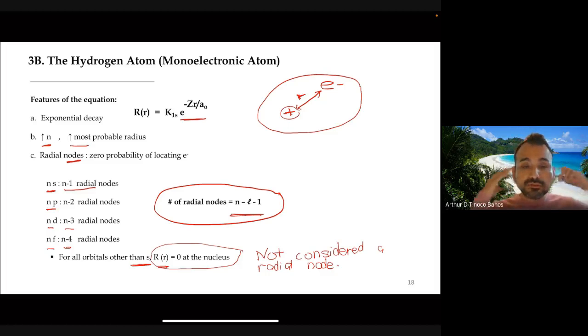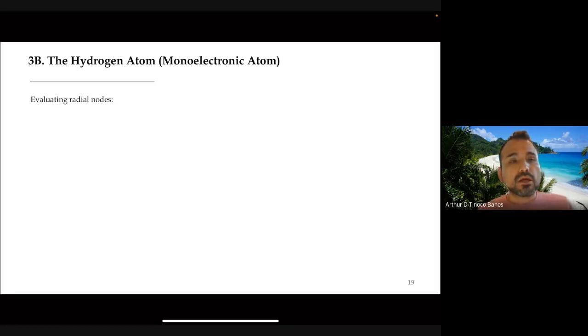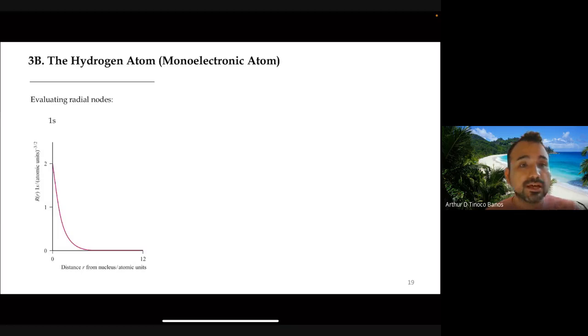All right, so now let's visually see this, because these are all words you're probably having difficulty understanding. What am I referring to? All right, so let's look at specific examples. We're going to evaluate radial nodes. We're going to do this together. All right, here is the graphical representation of the radial wave function for the 1s orbital.